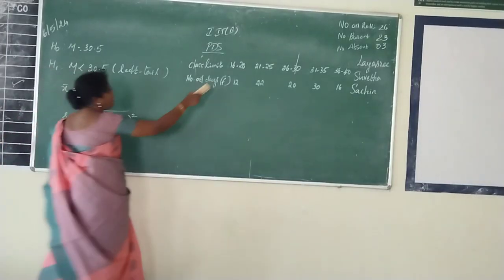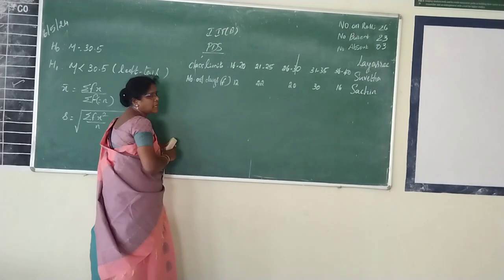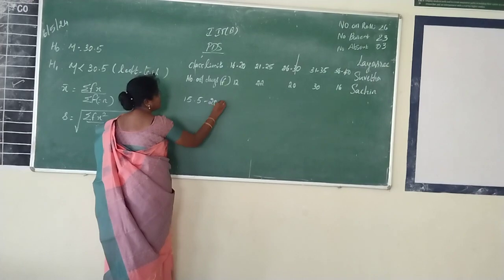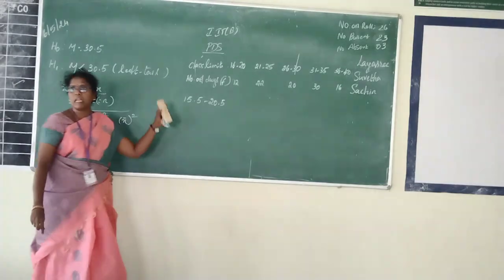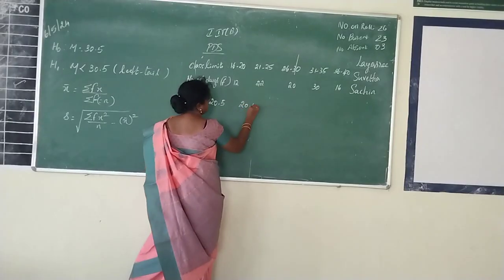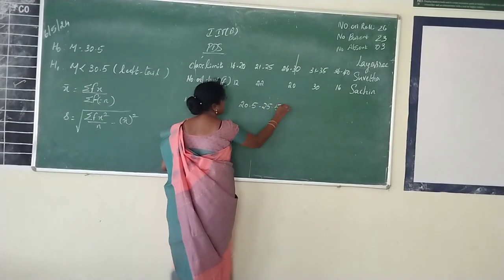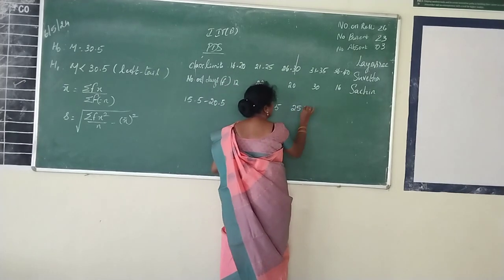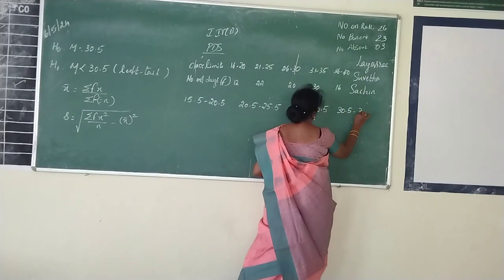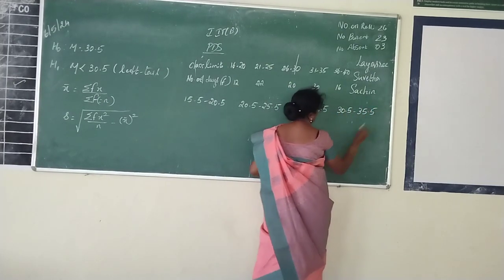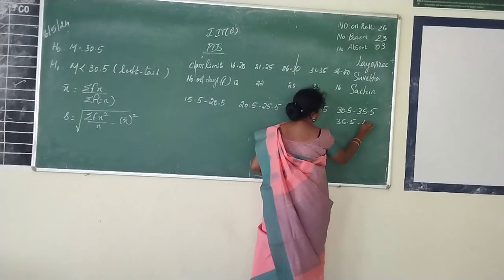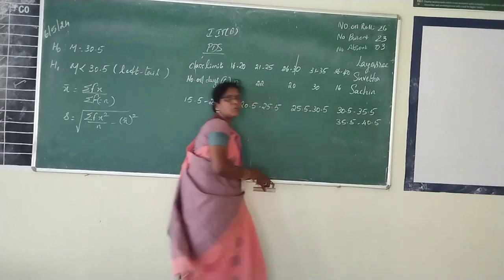Okay? If you subtract 0.5, what will happen? 15.5. And if you add, what will happen? 20.5. Can you understand? What will happen to the next one? 20.5 to 25.5. Next? 25.5 to 30.5. Next one? 30.5 to 35.5. Last one? 35.5 to 40.5. Can you understand now why you are doing this?